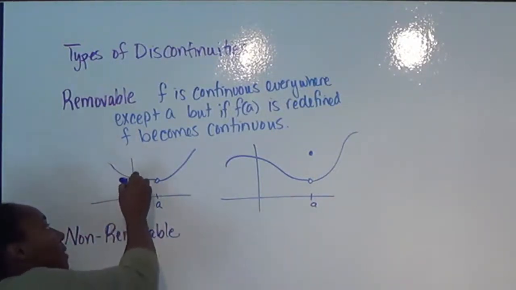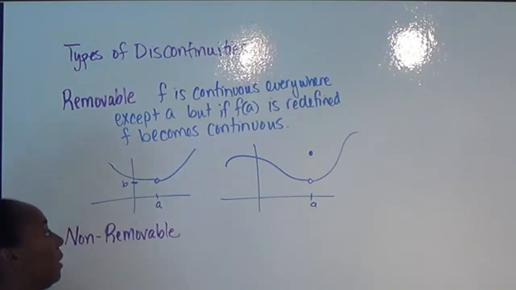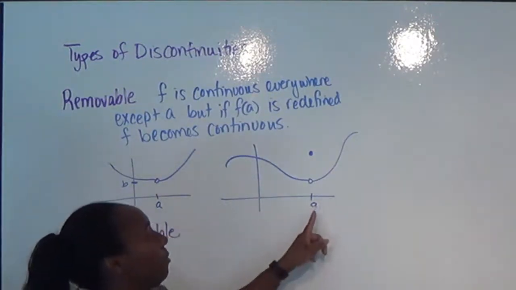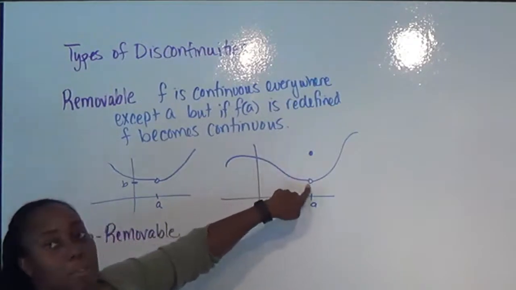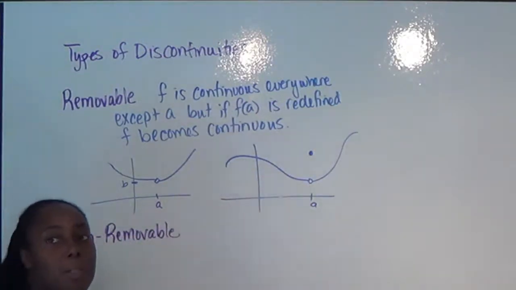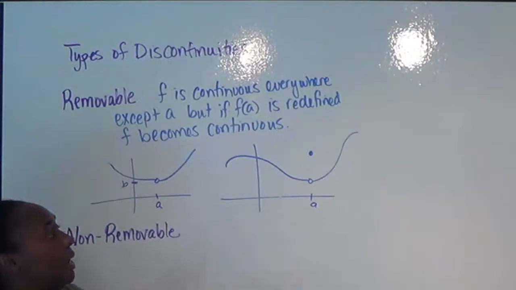So for example, in this case, if I called this value b, if I said f of a is equal to b, and my f of x is the remaining function, this would become continuous, so a would be a removable discontinuity. And then same thing here. If we redefined f of a to be, instead of this point, where we have the hole, again, it would be continuous everywhere, so a is a removable discontinuity.